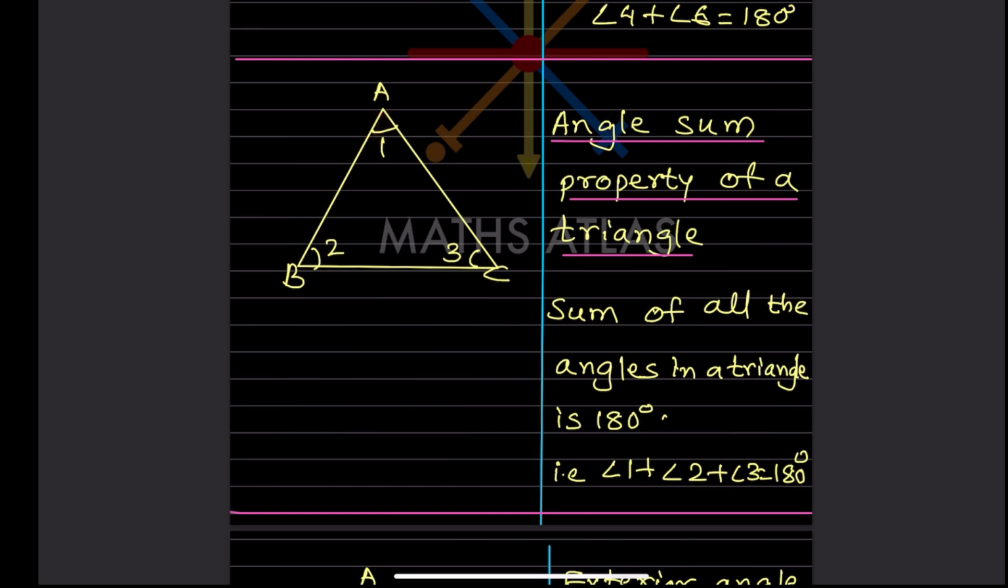Now this is a triangle. This is 1, 2, 3 we can say. So we know that when you add all these three, it should be 180. So we say angle sum property of a triangle: the sum of all angles in a triangle should be 180. Means angle 1 plus angle 2 plus angle 3 should be 180 degrees.